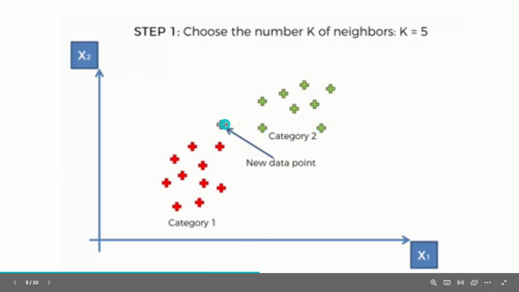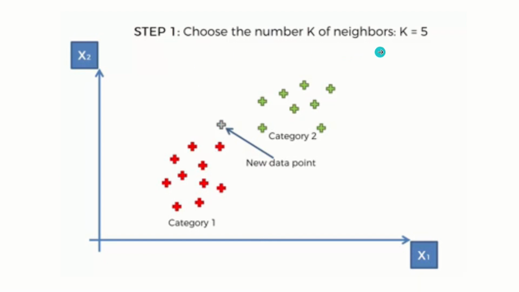So what's the first step? The first step is to choose the number of neighbors, k equal to 5. By looking at this diagram, we can say that these 3 red points are closest and these 2 green points are again closest. It means we have a total of 5 neighbors available to this new data point. This is the first step: to choose the number k of neighbors.